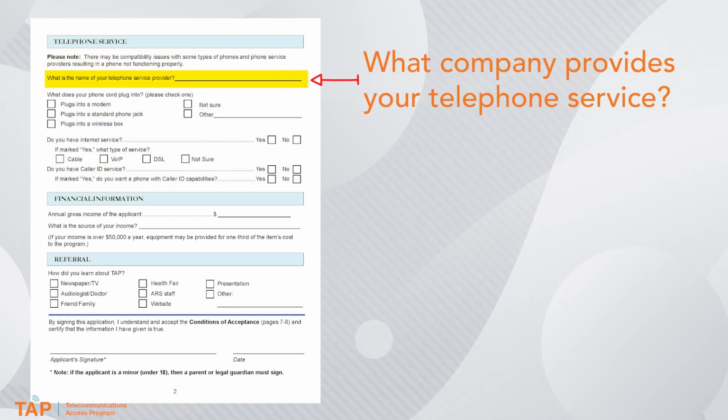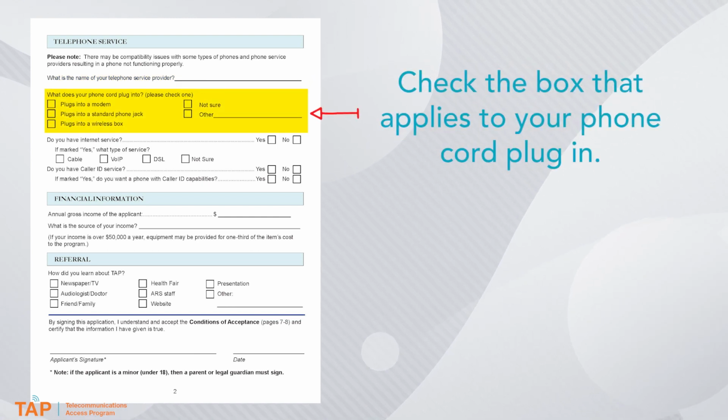At the top of page 2, we ask about your telephone service. This helps us understand what kind of telephone equipment you need and what will work in your home. First, please write down the name of your telephone service provider. What does your phone cord plug into? A modem? A standard phone jack? A wireless box? Maybe you're not sure, or it plugs into something else. Please write that down.